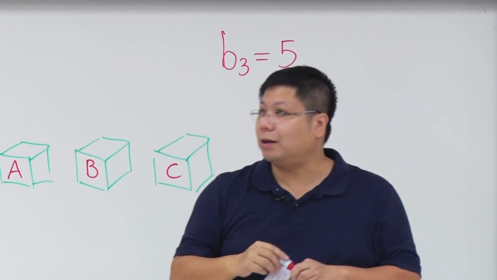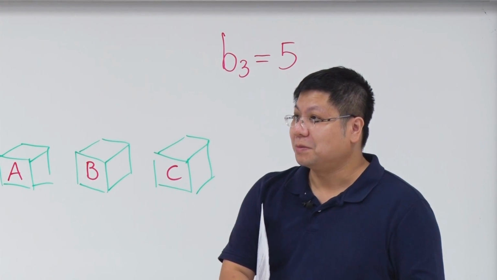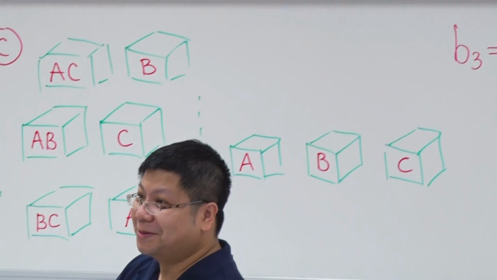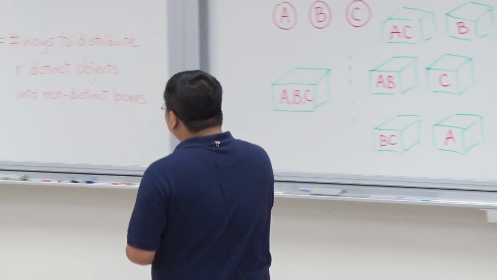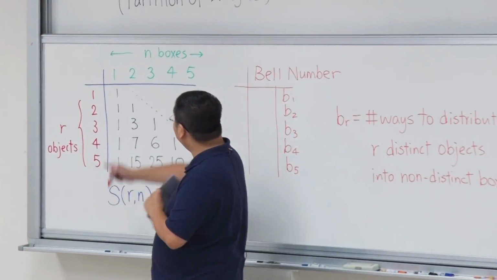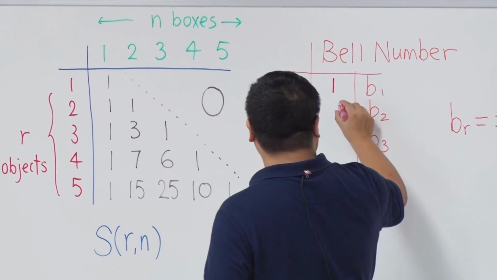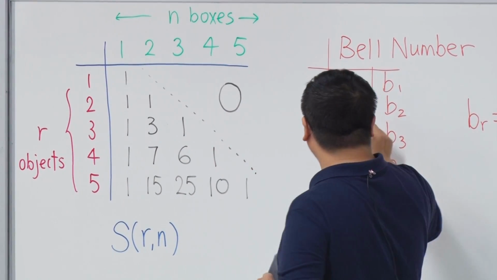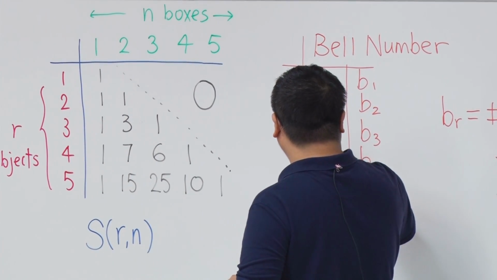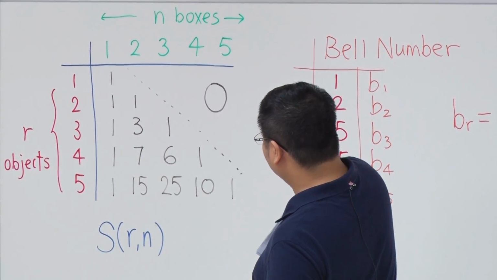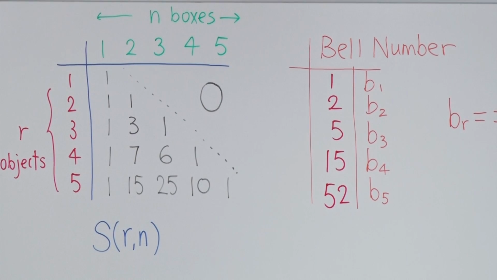Is that okay? So we call this the Bell number. How do we get the Bell number? Very simple. To get the Bell number, we just add up all the numbers in the same row. So we have 1 here, 1 plus 1 is 2, 1 plus 3 plus 1 is 5, 1 plus 7 plus 6 plus 1 is 15, and the last one is 52. Okay, so this is the so-called Bell number.